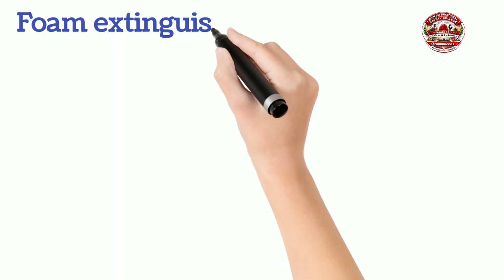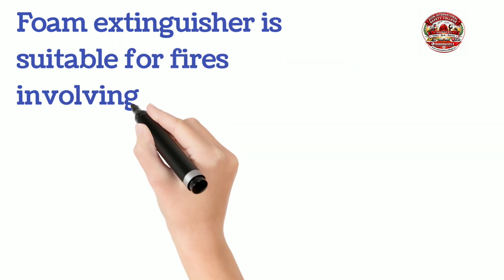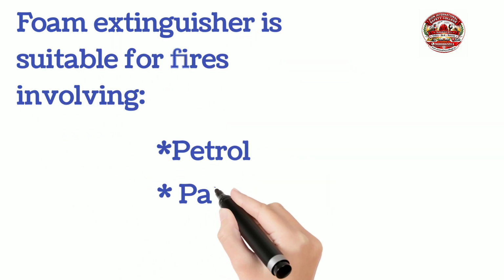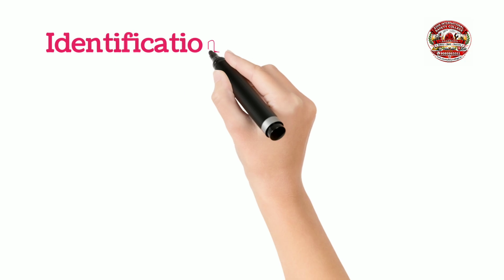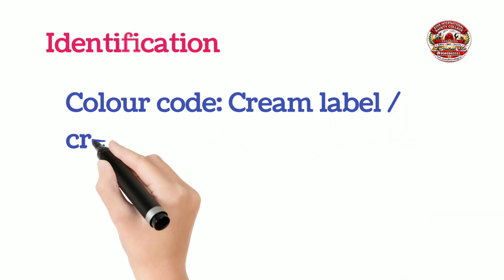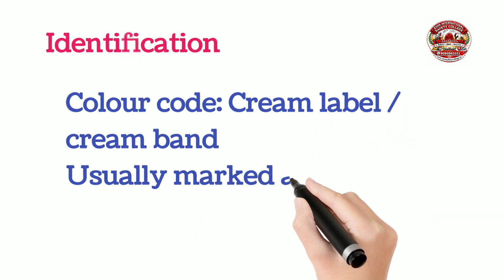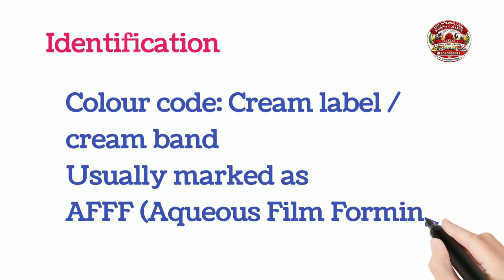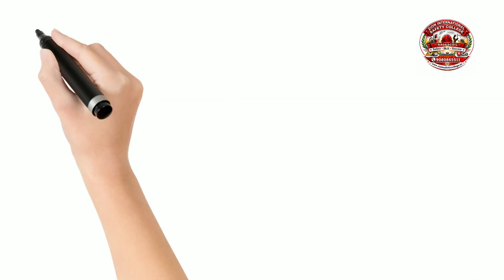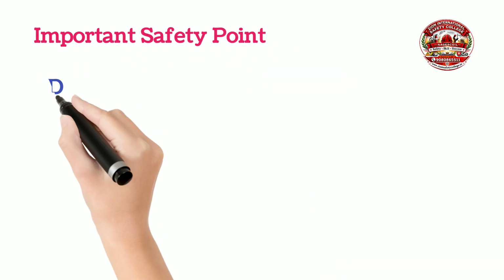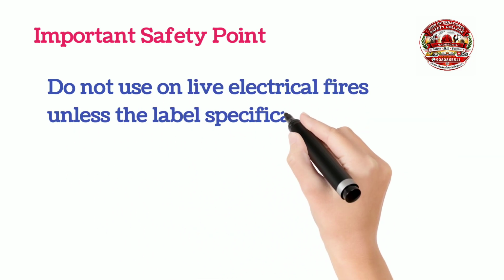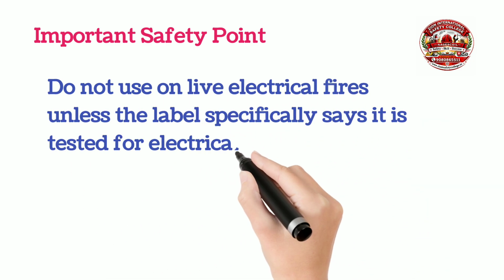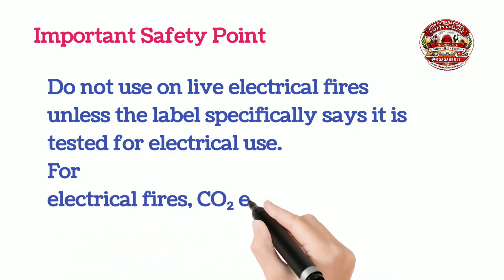Foam extinguisher is suitable for fires involving petrol, diesel, paints. Identification. Color code, cream label/cream band, usually marked as AFFF, aqueous film forming foam. Important safety point. Do not use on live electrical fires unless the label specifically says it is tested for electrical use. For electrical fires, CO2 extinguisher is normally preferred.